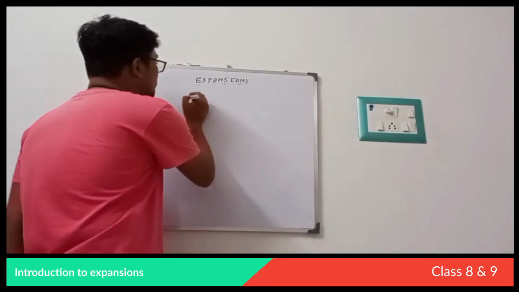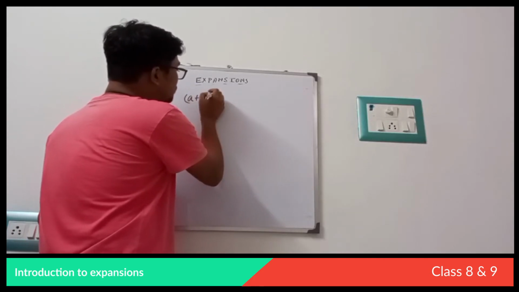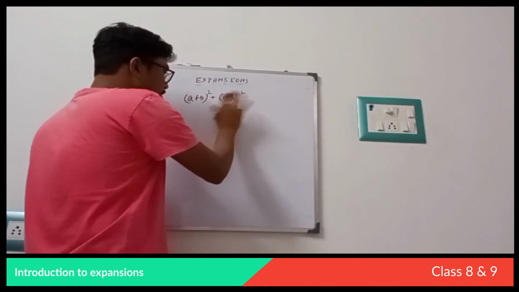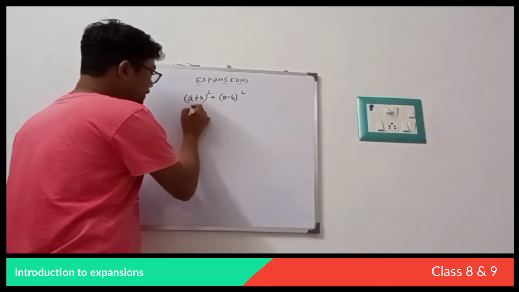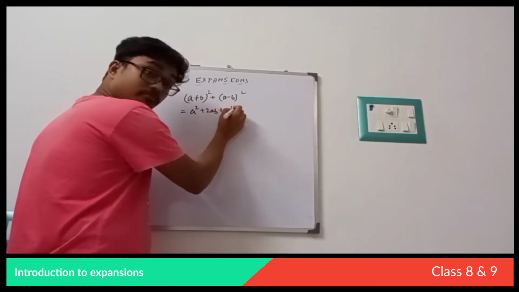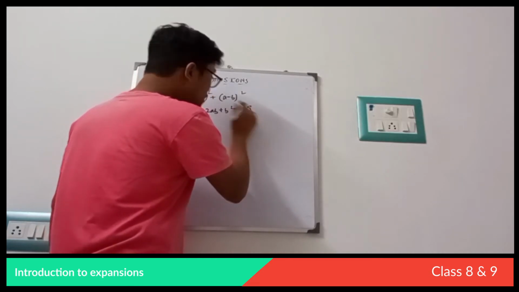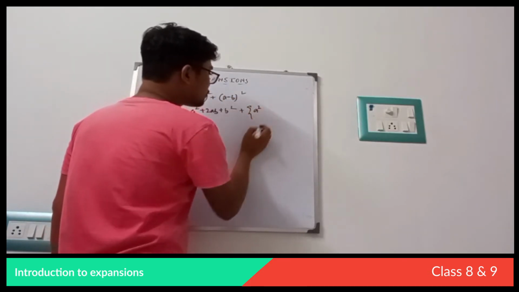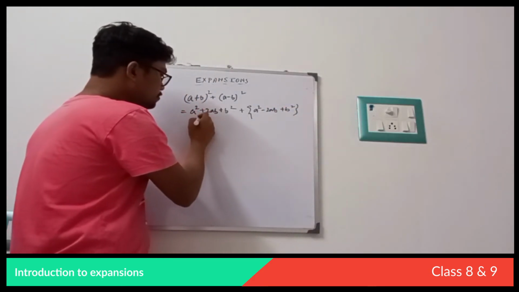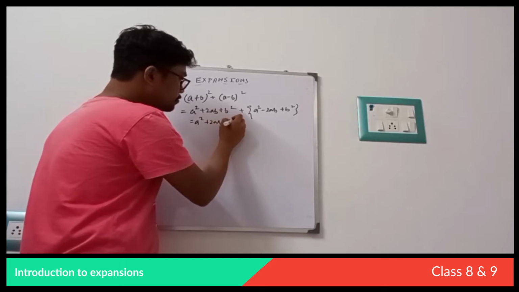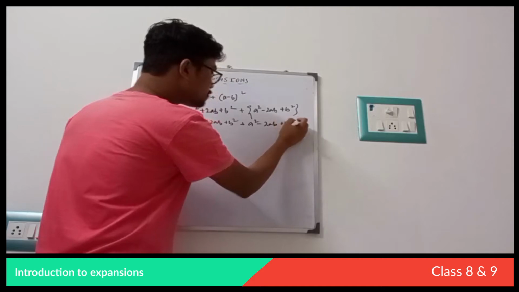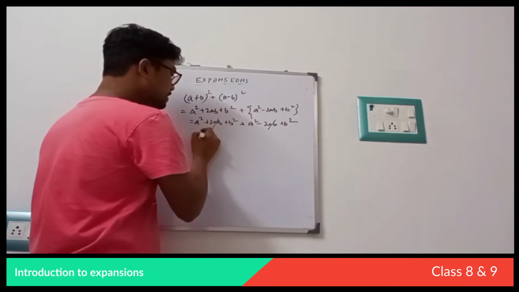I made a mistake. Here I wrote (a plus b) whole square plus (a minus b) whole square equals 4ab. That is not correct. I will derive further. (a plus b) whole square means a square plus 2ab plus b square, and what is the formula of (a minus b) whole square? a square minus 2ab plus b square. So a square plus 2ab plus b square plus a square minus 2ab plus b square. Now plus 2ab and minus 2ab cancel out.